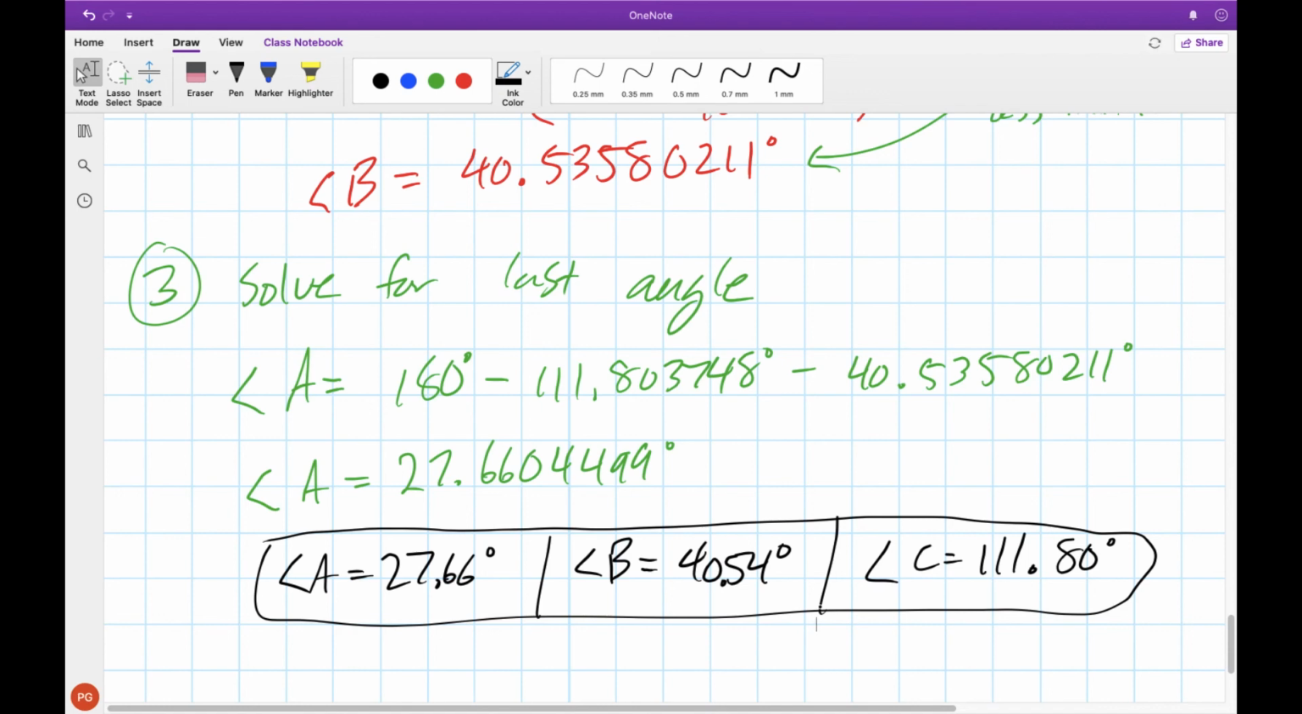I know this was a bit of a longer video. Stay tuned for the second video where I'm going to do a quick summary of all the different ways we know how to solve triangles using sine law and cosine law.